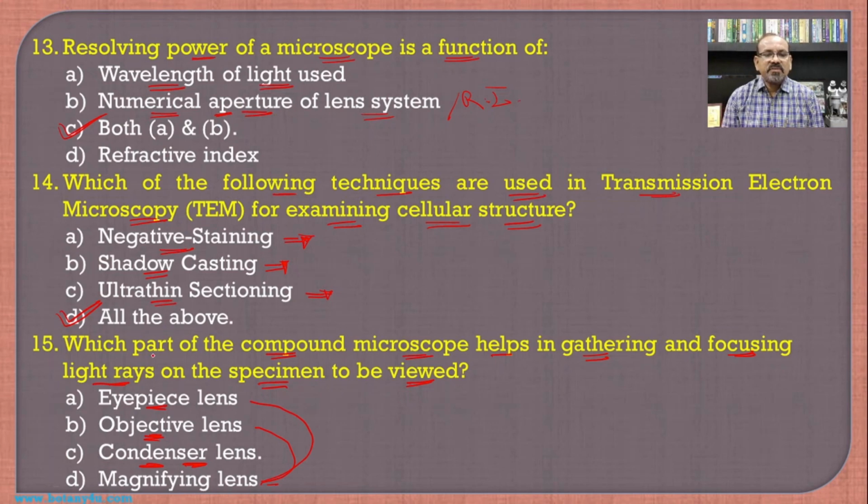And hence, if you see this question, which part of the compound microscope helps in gathering and focusing the light rays, so this gathering of the light rays is a characteristic feature of the condenser, and the rest of these, that is the eyepiece and the objective, are responsible for the magnification.